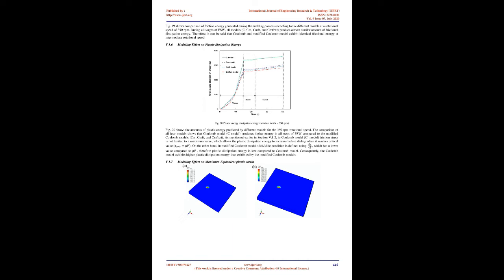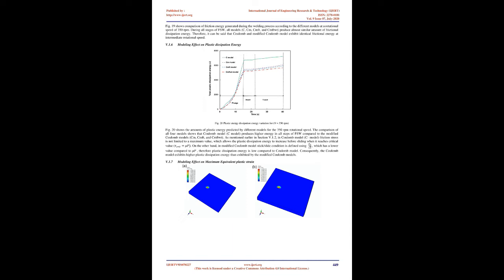As stated earlier, the stick-to-slide criterion in the Coulomb model has a higher limiting value compared to modified Coulomb friction models. This allows Coulomb model to exhibit higher maximum equivalent plastic strain. Also, as mentioned in section V.1.2, this high amount of maximum equivalent plastic strain shown by C model is not corroborated by the experimental observations made by our research group 32.